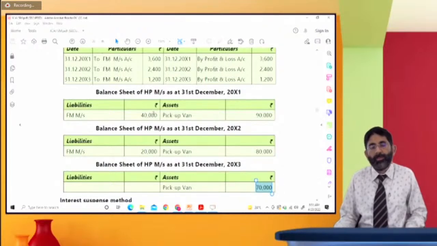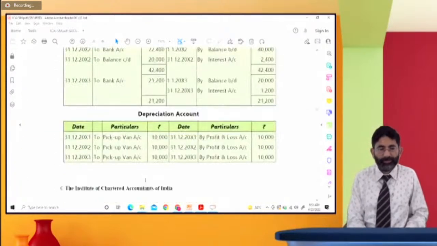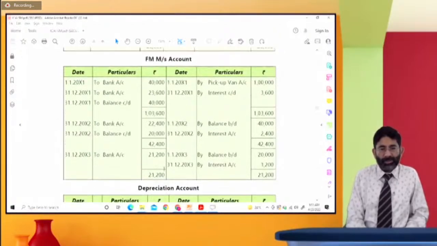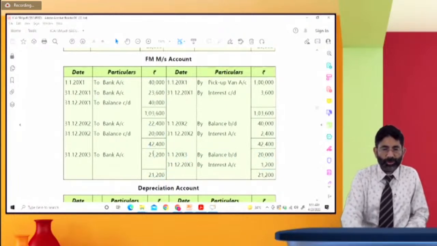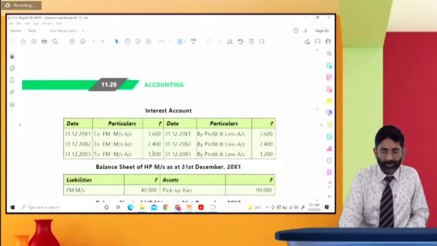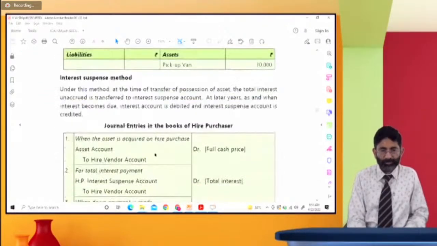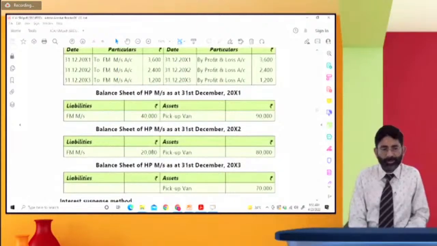Simultaneously, whatever is the balance in your vendor account, that is shown here. You may see your vendor account. It is 40,000, 20,000, and nil. You may see it. It is given to you. This is vendor account 40,000, 20,000, and 0. So that has been shown here. Very simple and easy. Is that clear to everyone?